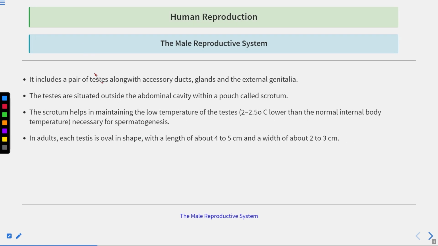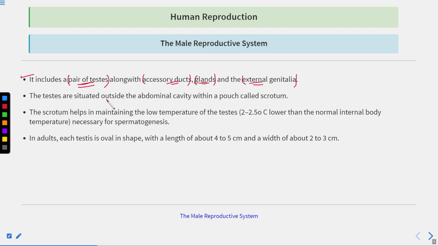Now, let's talk about the male reproductive system. It includes a pair of testes, so two testes are present, along with the accessory ducts, glands, and the external genitalia. Clear? So what does the male reproductive system include? It includes two testes, along with accessory ducts, accessory glands, and external genitalia.